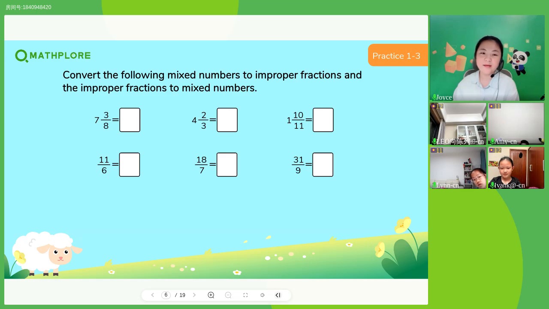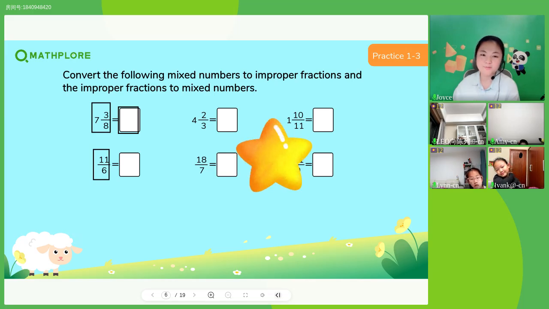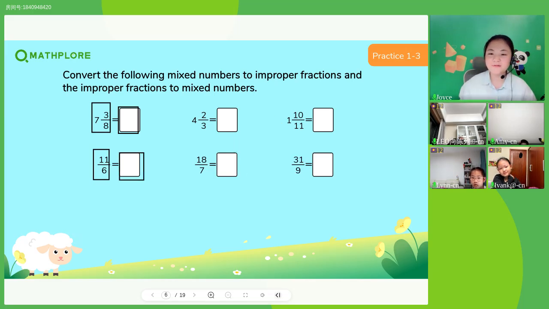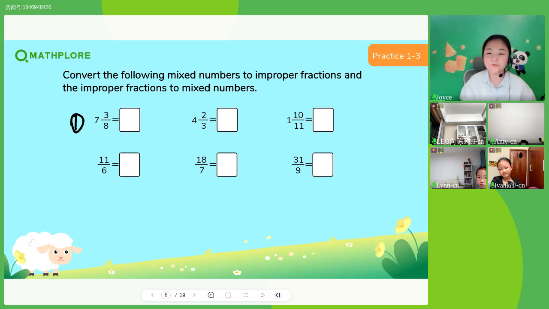This time, we have to convert the mixed numbers into improper fractions, and convert the improper fractions into mixed numbers. Let's take a look at the first 2 of them as examples. How can we convert the mixed number into an improper fraction? Firstly, what will be the denominator? Will that be changed? Denominators never change, right? Yeah, it will still be 8 here. But the numerators will be changed, right?